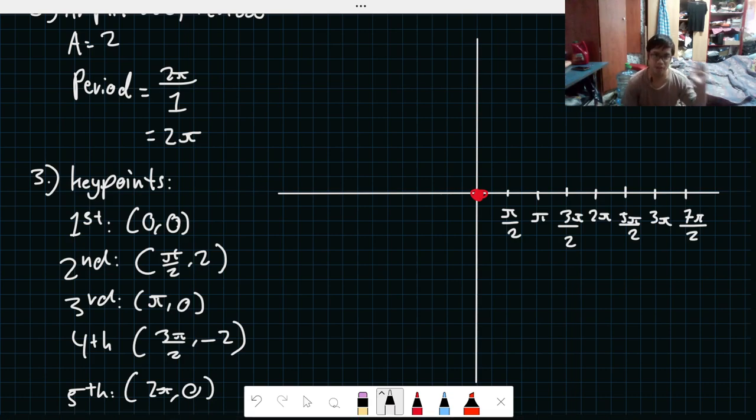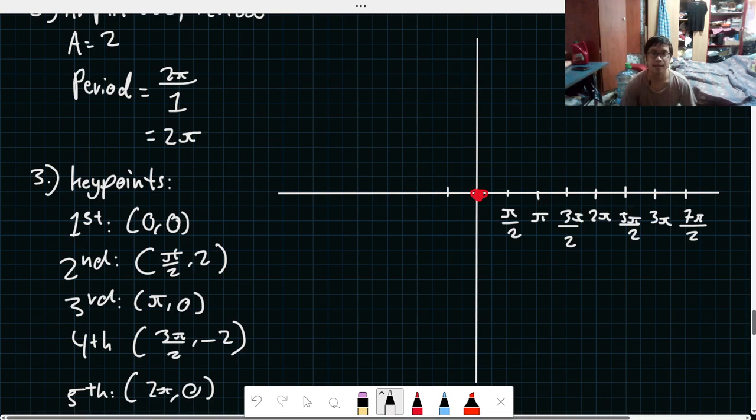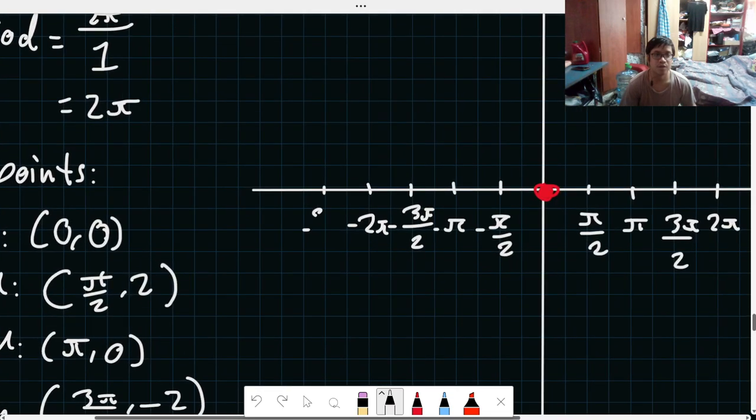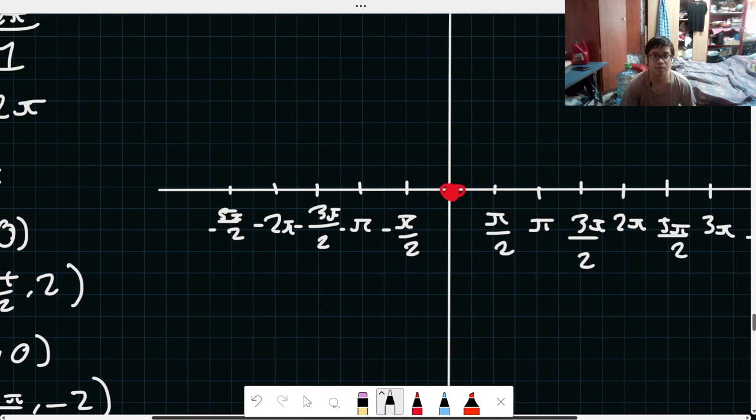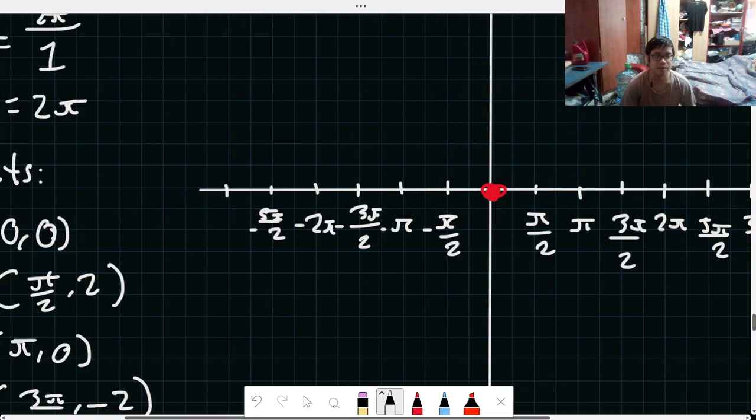Then we will do the same thing to the left, but in negative. So negative pi all over 2, negative pi, negative 3 pi all over 2, negative 2 pi. No, wait, let me just fix that. Negative 5 pi all over 2. And then what's next? Hold on. And then negative 3 pi. That's it.